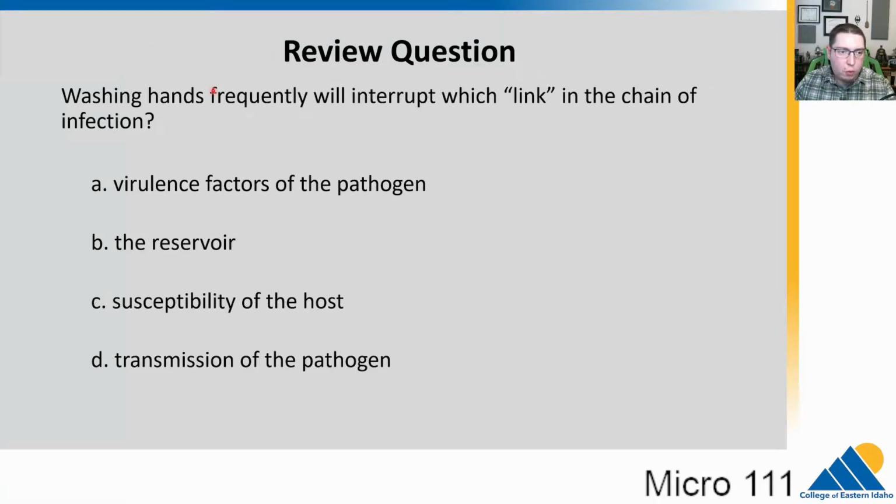All right, let's go ahead and start with a little review before we begin. Washing hands frequently will interrupt which link in the chain of infection? Is it A, virulence factors of the pathogen, B, the reservoir, C, susceptibility of the host, or D, transmission of the pathogen? Go ahead and pause the video, think about this one. All right, the answer would be D, transmission of the pathogen. So washing your hands will interrupt the link between transmitting it from one person to another.